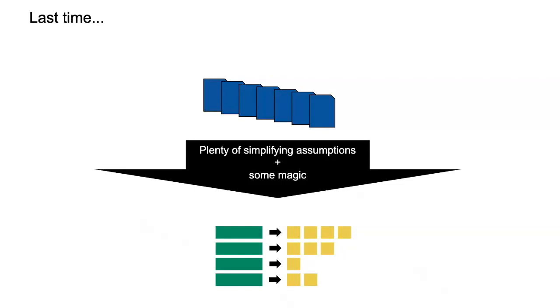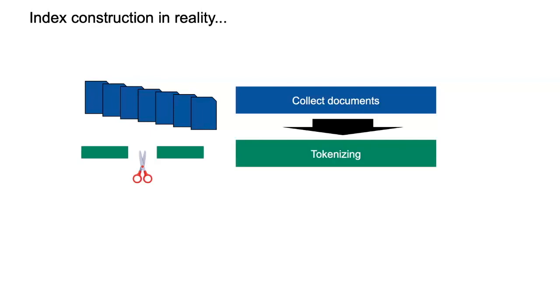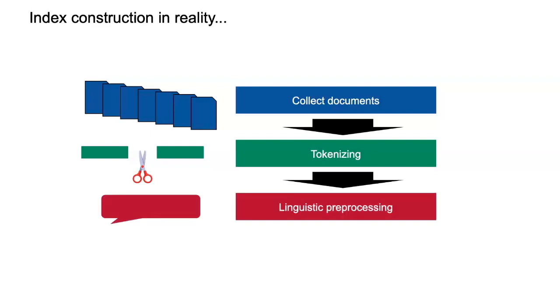There are plenty of simplifying assumptions that we made last time when we built that index. So in reality, we first need to collect the documents. That in itself is not easy. Imagine you want to build a search engine and you need to download the internet. Not trivial at all. Then you need to tokenize the documents. We oversimplified it by saying we just use the spaces, and whenever there is a space, we just cut. But in reality, it's not that simple.